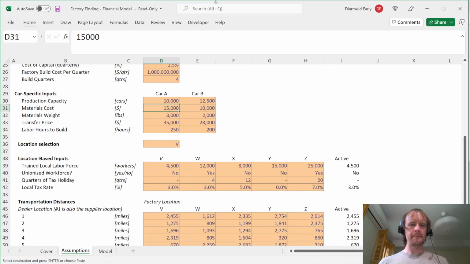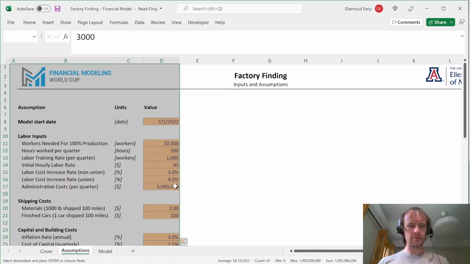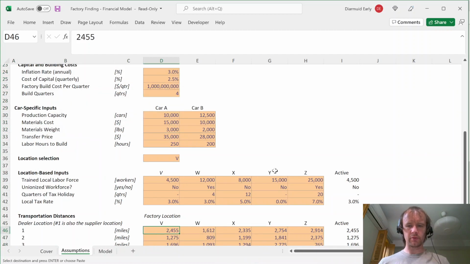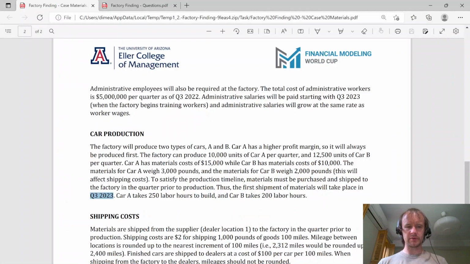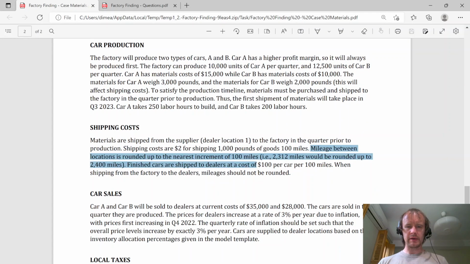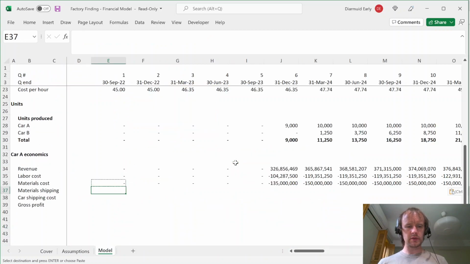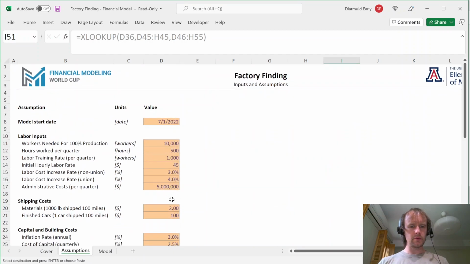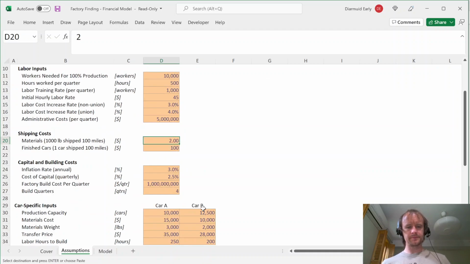So then materials shipping. We've got 3,000 pounds of material per car A car. We're shipping it from supplier 1, which is 2,455 miles away. And I think we round that. So let's see, shipping costs. Yeah, mileage between locations is rounded up to the nearest increment of 100 miles for shipping the materials. It's not rounded for shipping the finished cars. So, it is, where are we? $2 for every 1,000 pounds for every 100 miles.